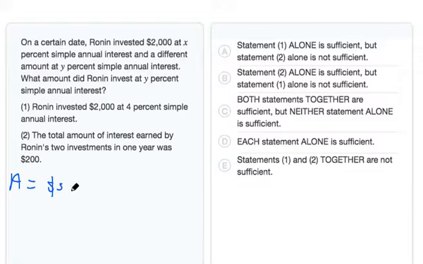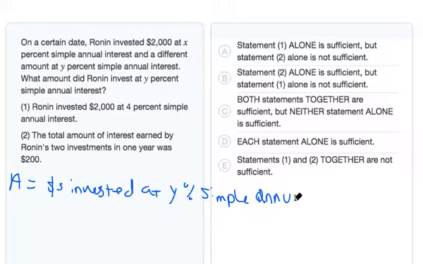dollars invested at Y percent simple annual interest. In order to answer this question, we need to determine the value of A. So our question is whether we have enough information to actually find the value of A.